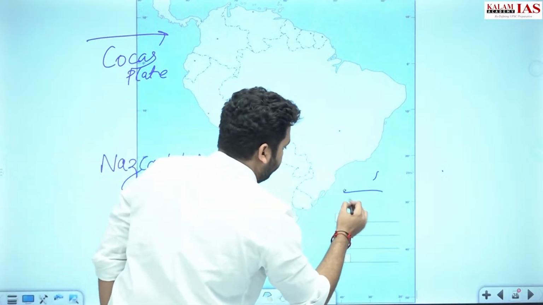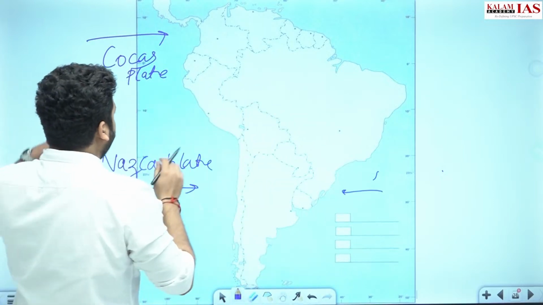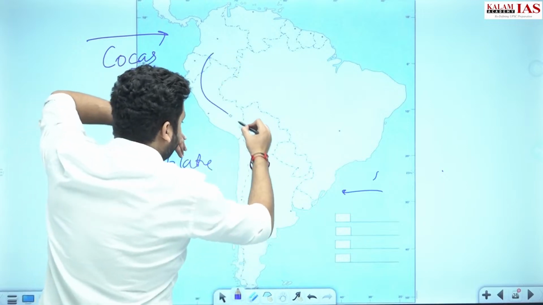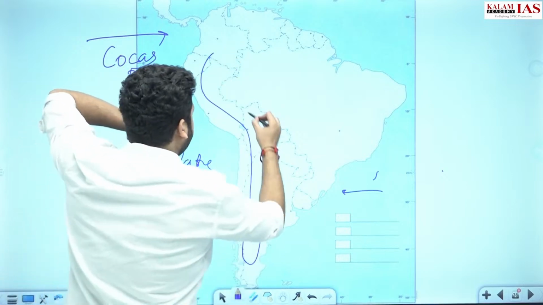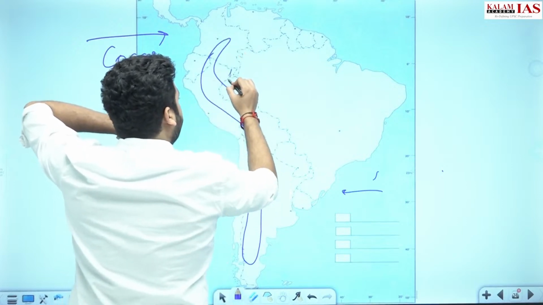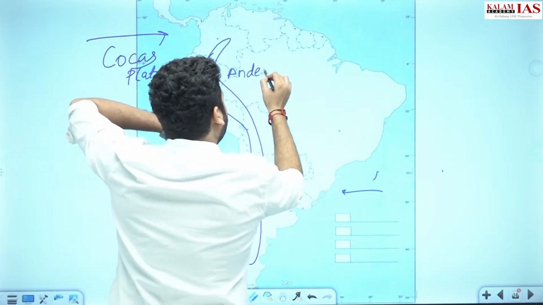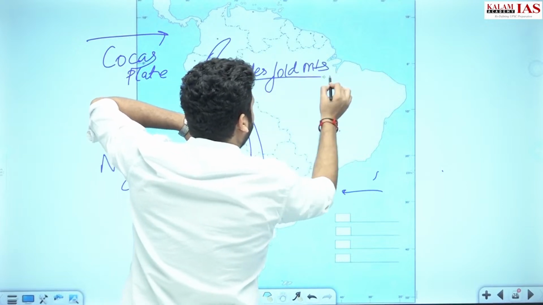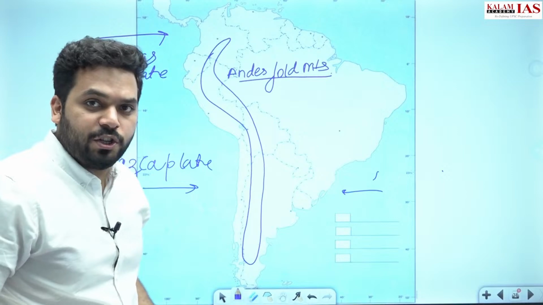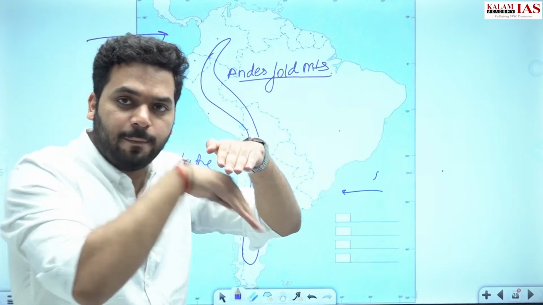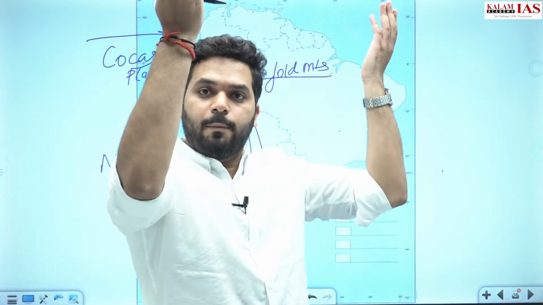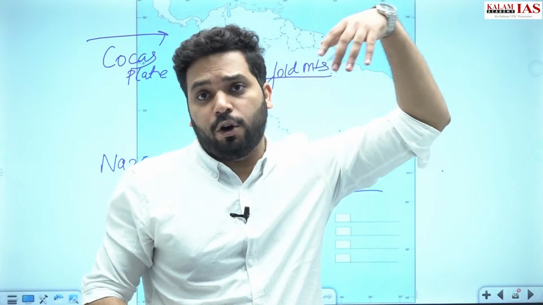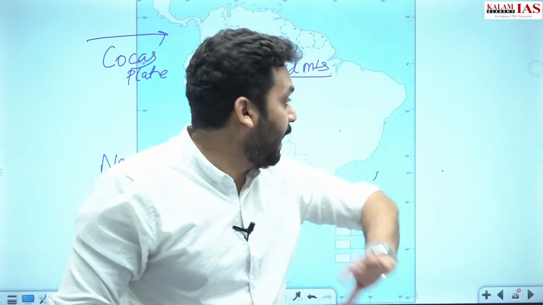This South American plate is moving in this direction. The Nazca plate is moving in this direction, which leads to the emergence of young fold mountains. They are called Andes, fold mountains, and obviously of volcanic nature because subduction is happening. Asthenosphere, emergence of volcanic mountains, young fold mountains. In North America we have the Rockies, in the South the Andes.